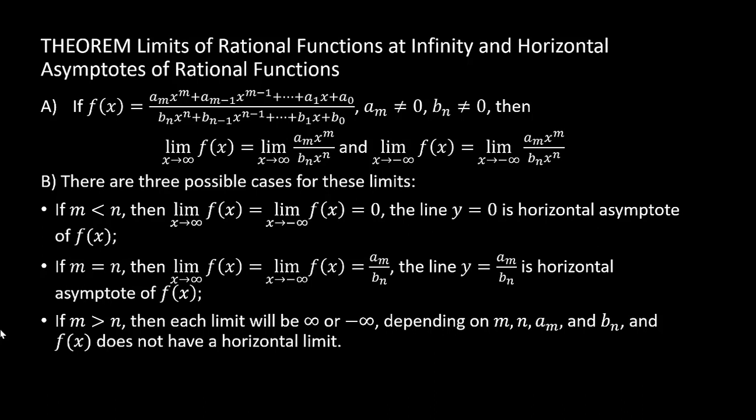If m equals n, that is, the degree of the numerator equals the degree of the denominator, when we take the limit as x approaches positive or negative infinity, the result will be the ratio of the leading coefficients. So the horizontal line y equals a sub n over b sub n is the horizontal asymptote. And finally, if the degree of the numerator is greater than the degree of the denominator, then each limit will either be positive or negative infinity, depending on the values of m, n, a sub n, and b sub n, and f of x will not have a horizontal asymptote.